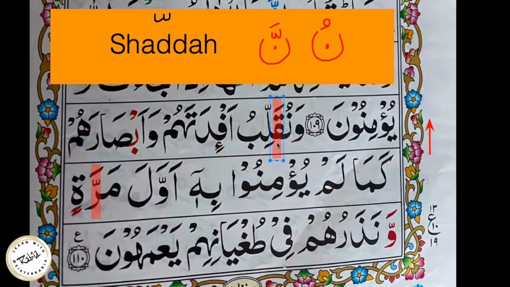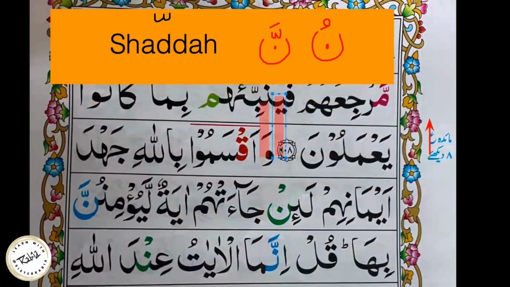This is qaf with the fatha, qa. This is lam with the kasra, li. Qa and li. Bang them together. There's a shadda. Qalli. Good job. So you're showing me the phonic sound of lam more. Qalli. Excellent. Good job.